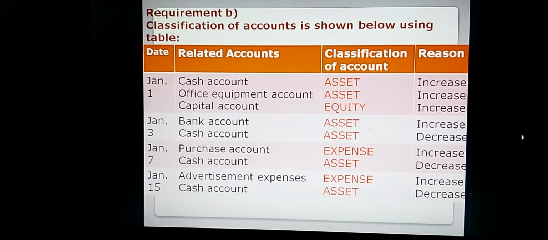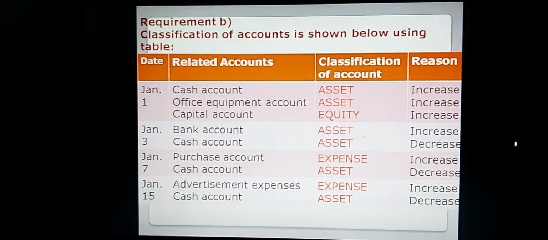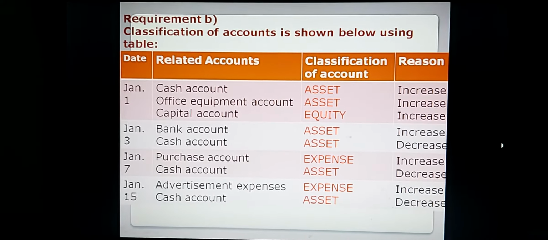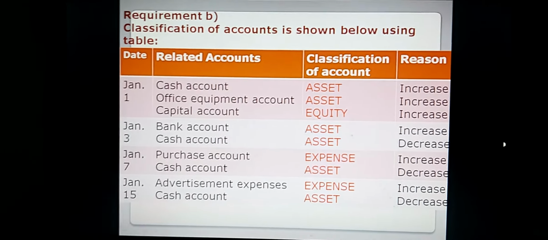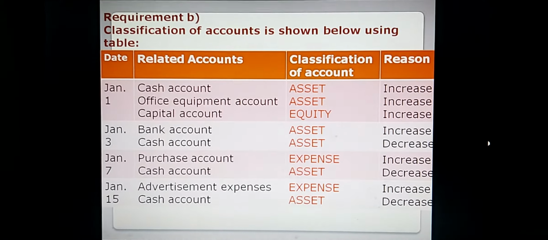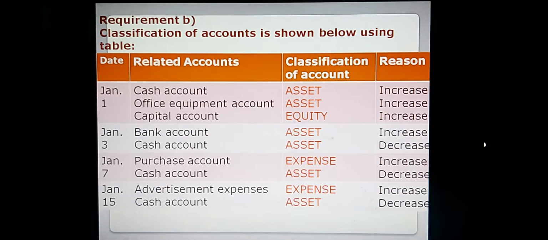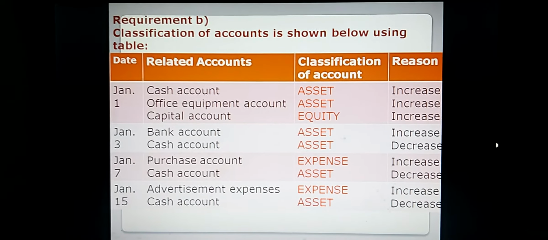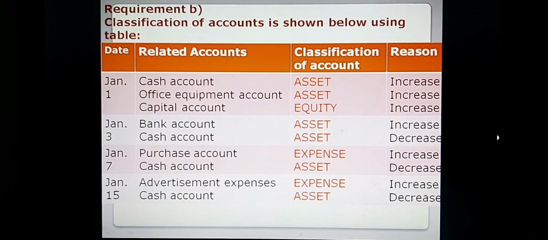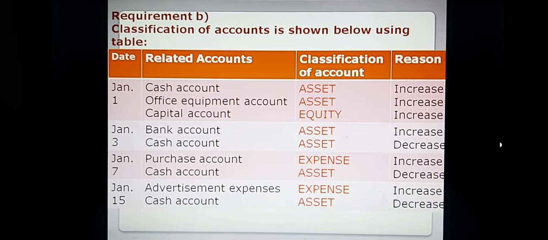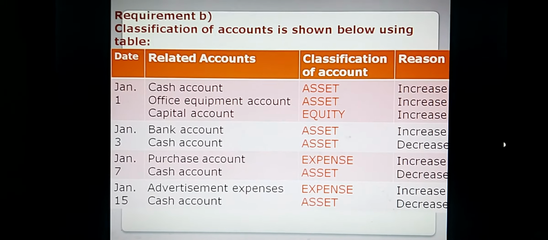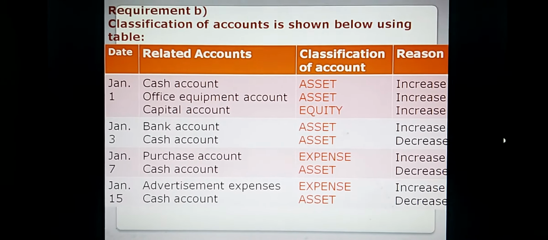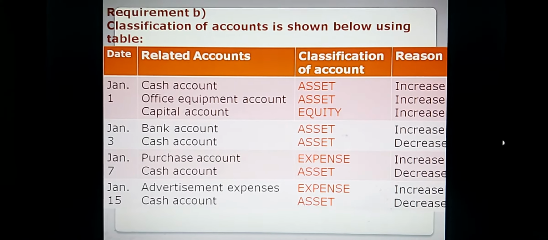Office equipment: it is one kind of asset. Photocopy machine or electrical item or electronics item, always it's one kind of asset. So its type of account is asset, and it has come in business, so reason increase. Capital account, that's related to owner or proprietor, and all the time it is treated as equity account. So capital has brought, capital invested, so equity increase, reason.